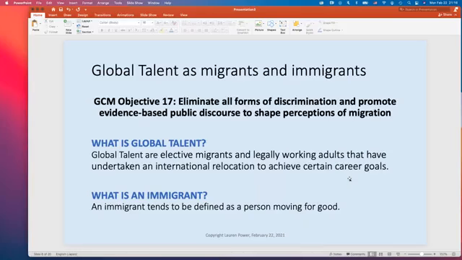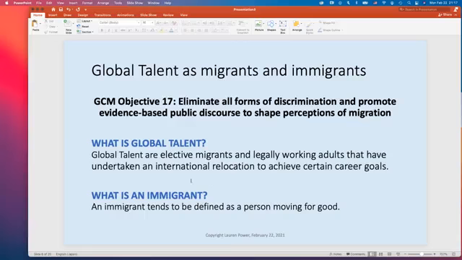So underlying my goal in my research, and what I would encourage you to think of as well, is the Global Compact on Migration, which some of you may know is a wonderful document. It's the first document put out that takes a holistic view on migration in the UN. Objective 17 is to eliminate all forms of discrimination and promote evidence-based public discourse to shape perceptions of migration. So how can we go about doing that? One of the ways is to create more narratives that can provide a more true picture of what different types of lived migration experiences are like. And in some cases, that means disrupting certain types of categories and definitions that we have.